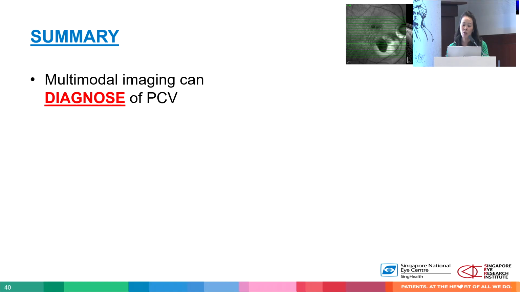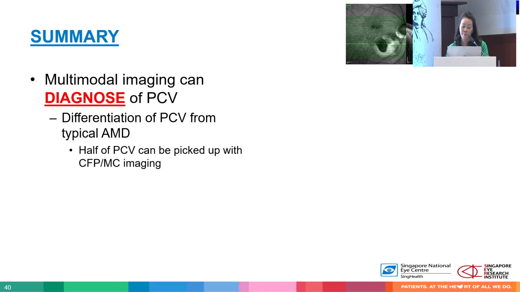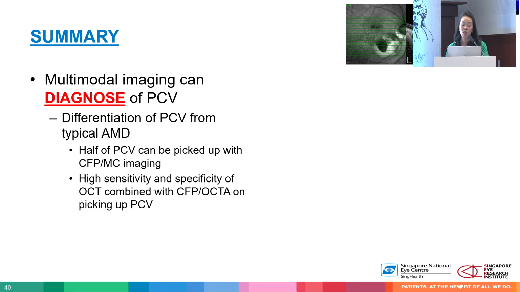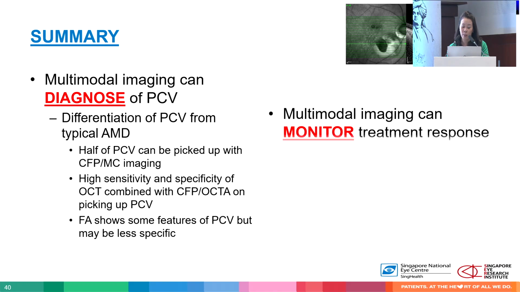So in summary, you can see that multimodal imaging can not only diagnose PCV and differentiate it from typical AMD, but half of the PCV can be picked up with color fundus photo and multicolor imaging alone. With the addition of OCT, you can get high sensitivity and specificity to pick up PCV. FFA shows some features of PCV, like its activity and leakage, but it's less specific for the diagnosis of PCV.